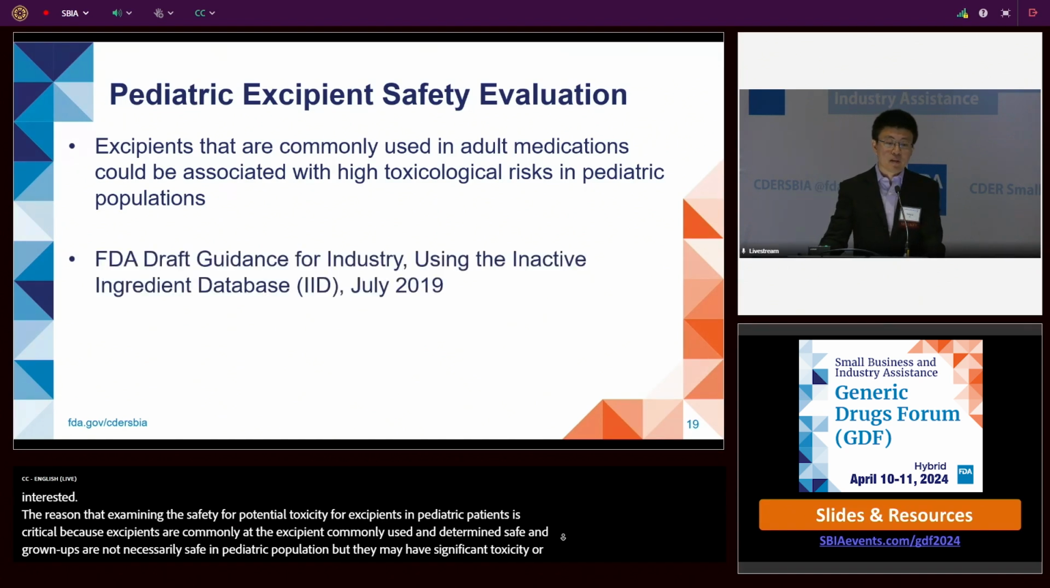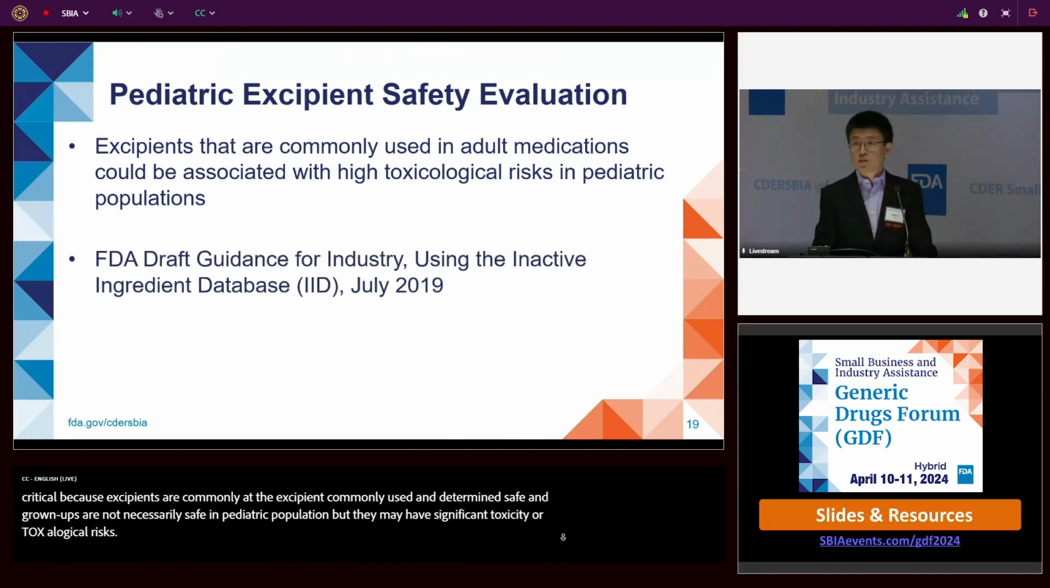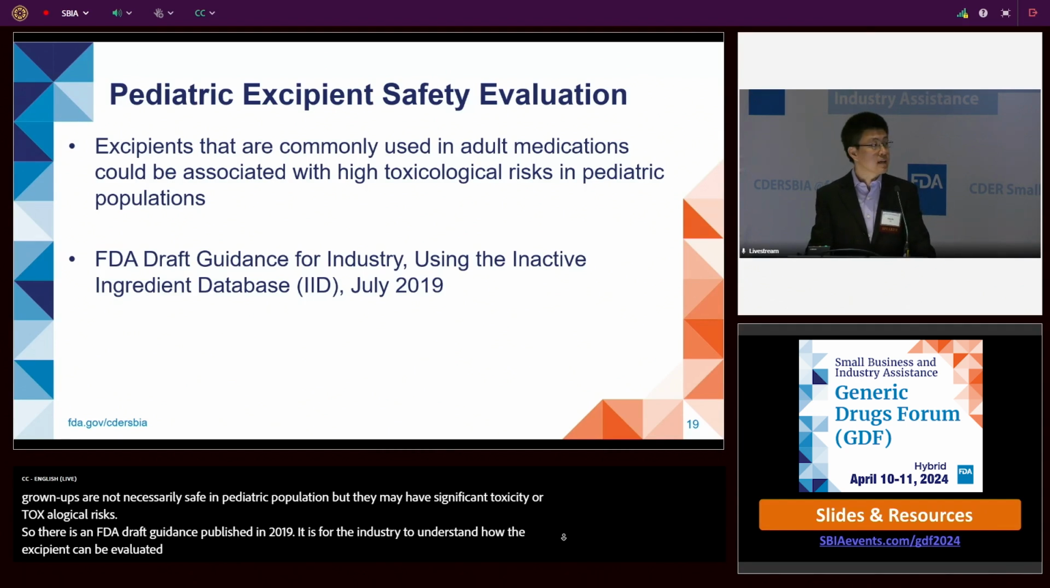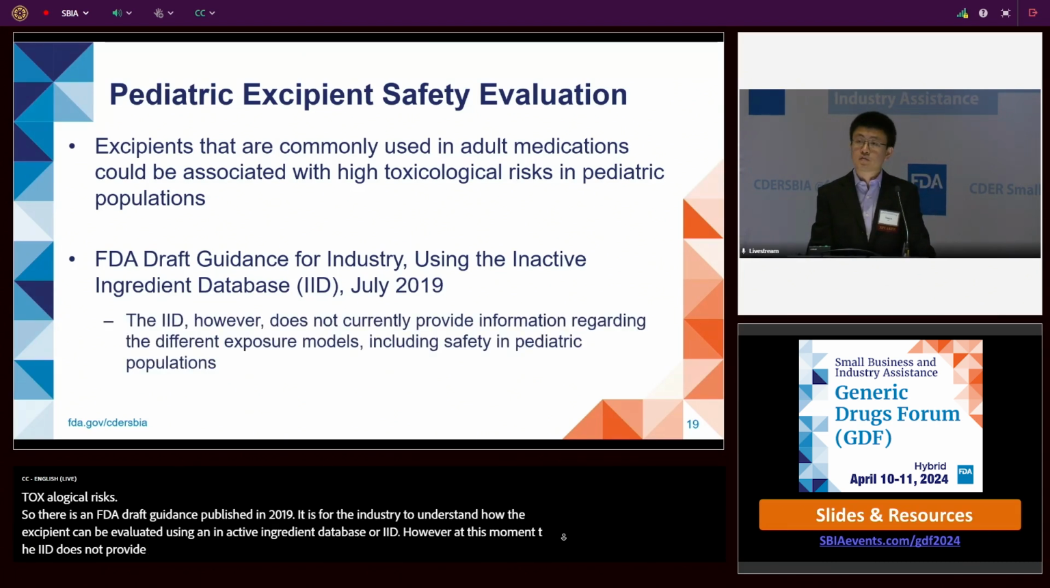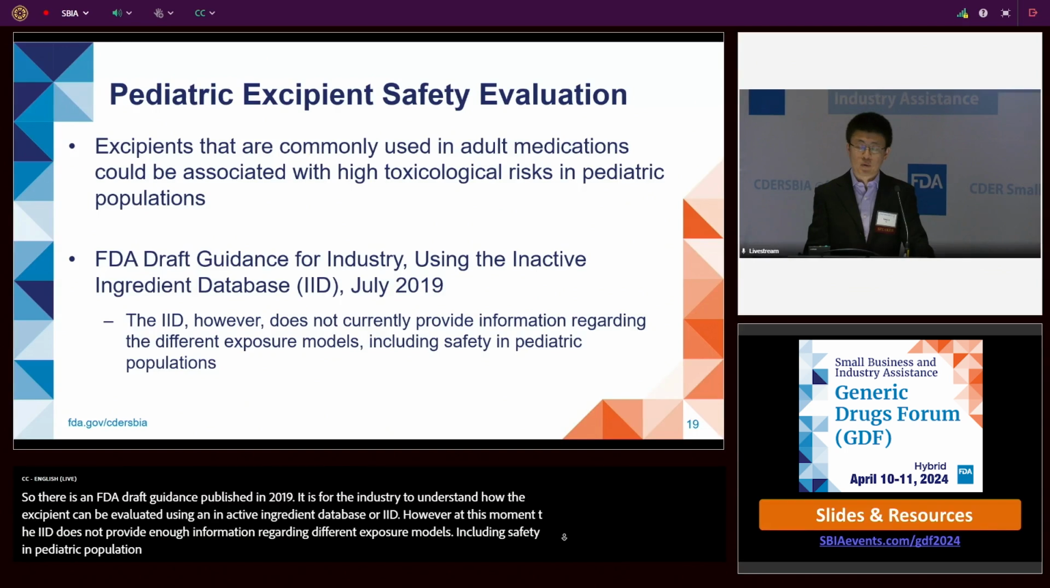There is an FDA draft guidance published in 2019 for the industry to understand how excipients can be evaluated using the Inactive Ingredient Database, or IID. However, at this moment, the IID does not provide enough information regarding different exposure models, including safety in the pediatric population or other specific subpopulations.